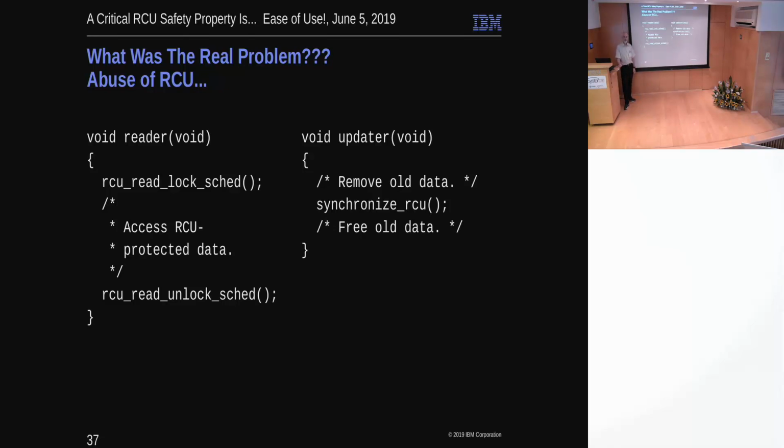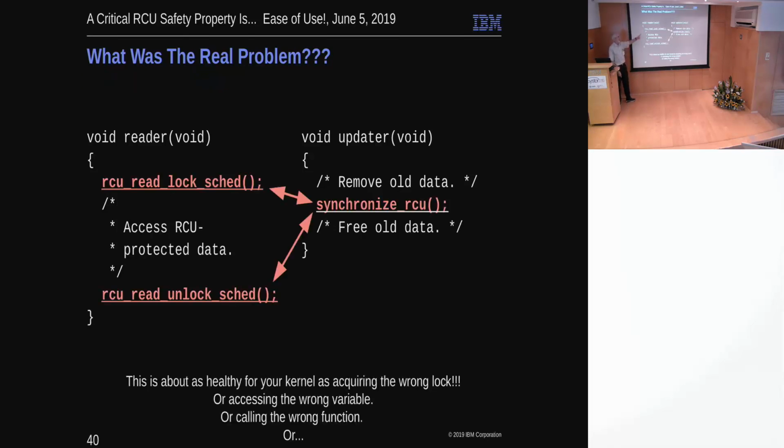You need to synchronize_rcu_sched. Awesome. Yeah, exactly. If you use one flavor on one side, you're supposed to use the same flavor on the other side. You got it right. And mixing flavors like that is kind of about as healthy for your kernel as acquiring the wrong lock or accessing the wrong variable or calling the wrong function or any number of other mistakes you can make. It's not a good thing.